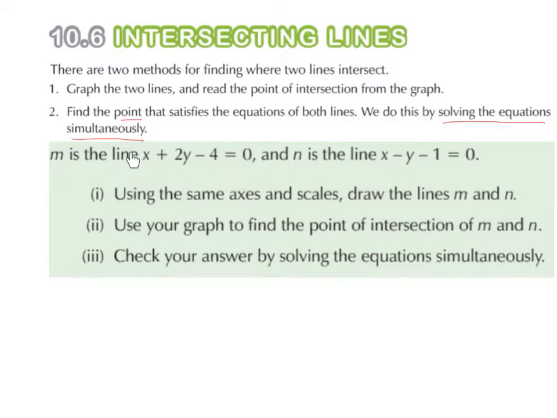M is the line x plus 2y minus 4 equals 0, and N is the line x minus y minus 1 equals 0. Part 1. Using the same axes and scales, draw the lines M and N. Part 2. Use your graph to find the point of intersection of M and N. Part 3. Check your answer by solving the equations simultaneously.